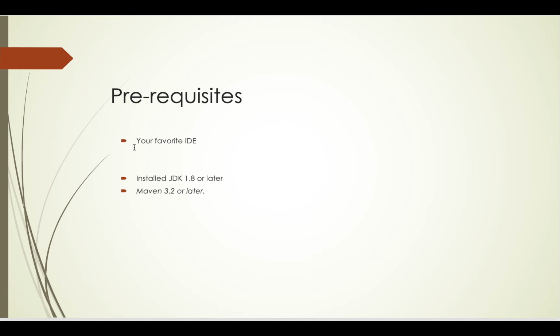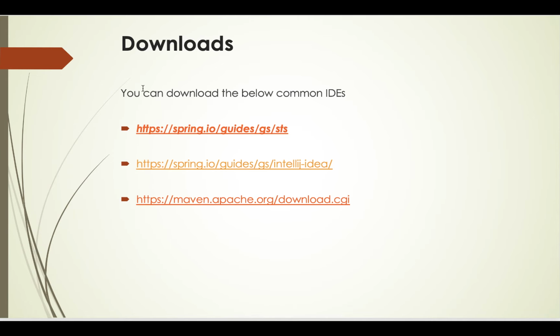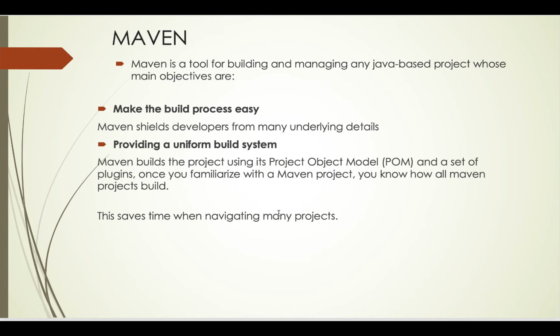In order to go through this tutorial successfully, you'll need to have an IDE installed. You also need to have a JDK 1.8 or later, and it is expected that you also have Maven 3.2. To download your IDEs, you can download Spring Tool Suite, or you can even download IntelliJ IDEA. If you don't have Maven installed on your machine, you can also visit this link to have it downloaded. For this project, we've chosen Maven as a build tool.